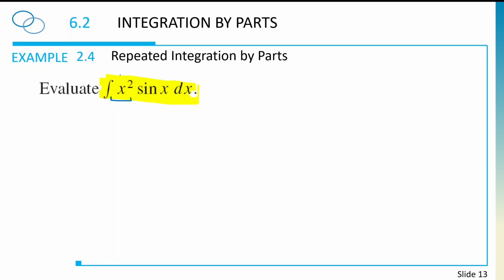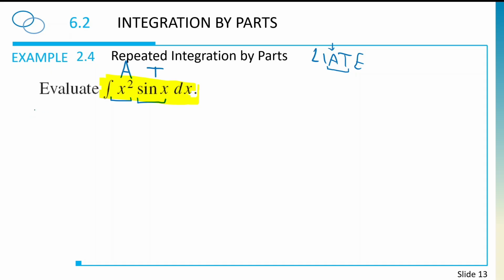X squared is algebraic expression, and sine is trigonometric. So looking again at the LIATE, which one comes first? A comes first. I have A and T here. So A comes first, which means x squared should act as u.